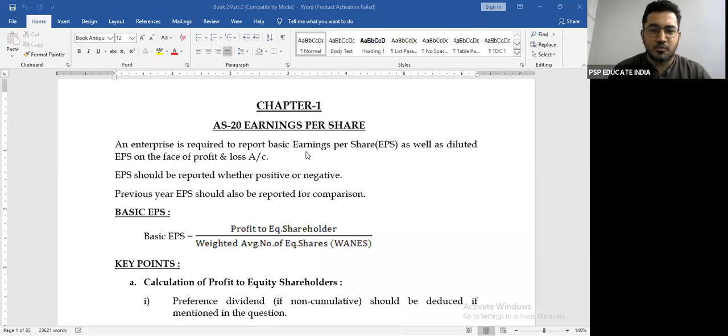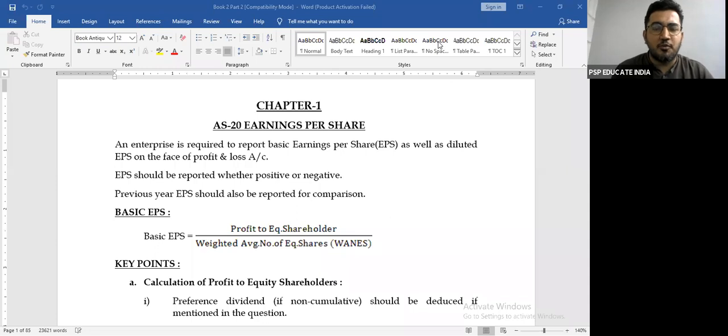Perfect. Let's begin with AS-20. One of the most important accounting standards that you have, accounting standard 20, earnings per share. It says that an enterprise is required to report earnings per share. There are 2 types of earnings per share, basic EPS and diluted EPS. Both have to be disclosed on the face of the profit and loss account.